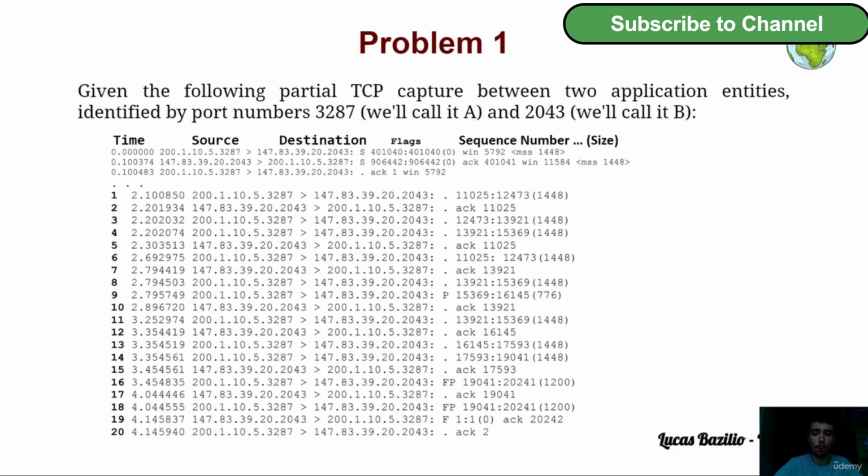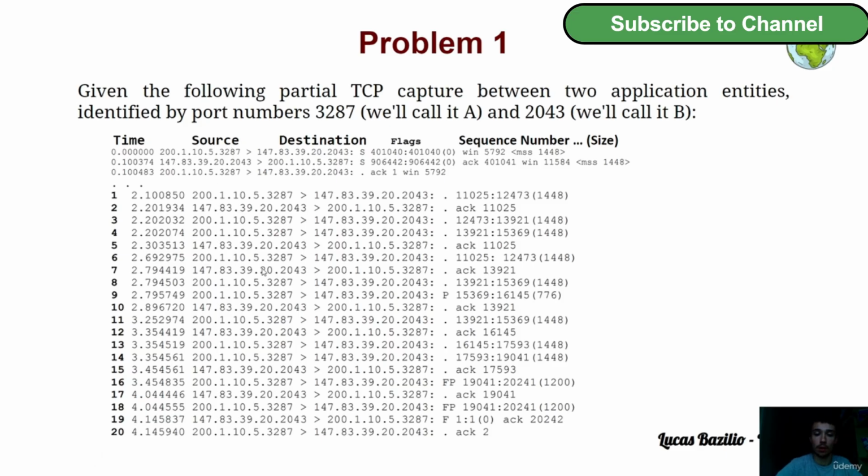So, problem 1 states: given the following partial TCP capture, this TCP trace, so we are using the Transmission Control Protocol between two application entities, identified by the port numbers that we see here, 3287, which is application A, and the other port, 2043, which is application B. So we can see on this TCP trace that we have information in columns that we already learned.